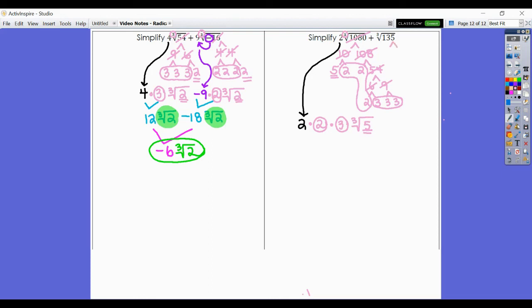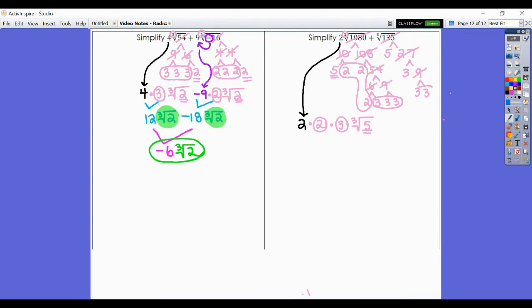135 is going to be 5 and 27 here. Factors of 135 are 5 and 27. Can't break down the 5, but I can break down the 27 into 3 and 9. 9 breaks down into 3 and 3. I know when I'm done when I have all prime numbers at the end of my roots. Cancel out everything we simplified, which was 135, 27, and 9. We broke those down, can't use them.